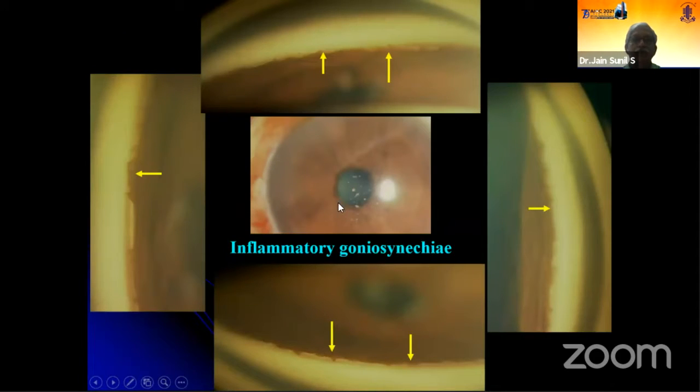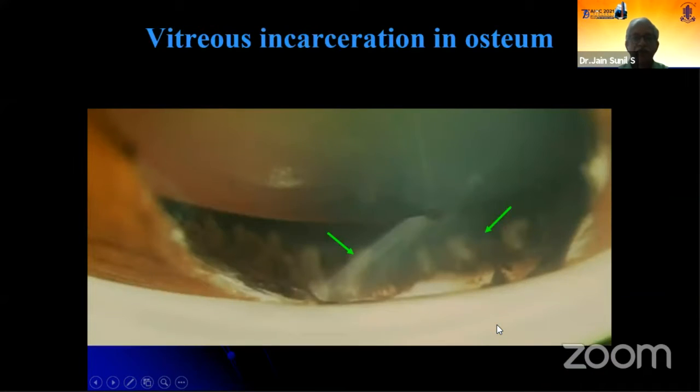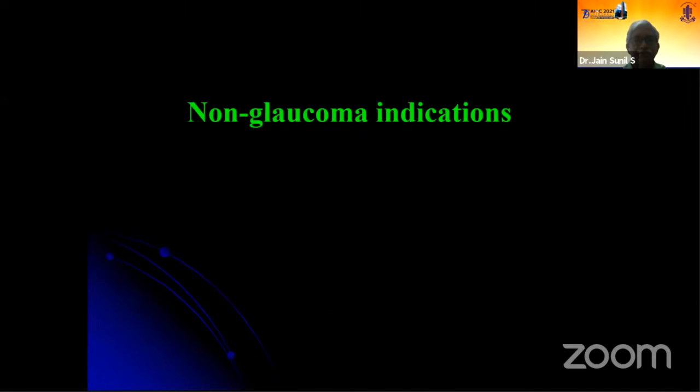In uveitic glaucoma, you will see goniosynechiae, but it's different from angle closure because you can see wide open angles in between. Silicone oil glaucoma. Post trabeculectomy, gonioscopy also sometimes helps, especially if the pressure starts rising immediately post-operatively. You see peaking of the pupil, and on gonioscopy you realize it's the peripheral iris obstructing the internal ostium. Sometimes there could be vitreous incarceration in the ostium.